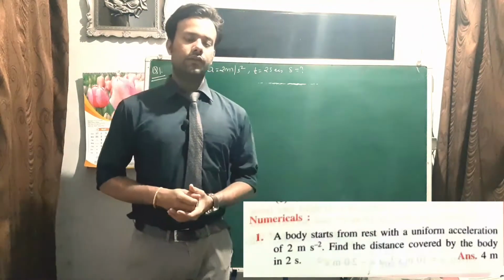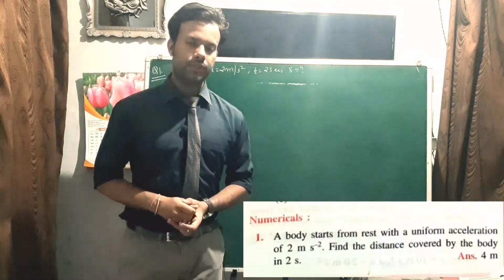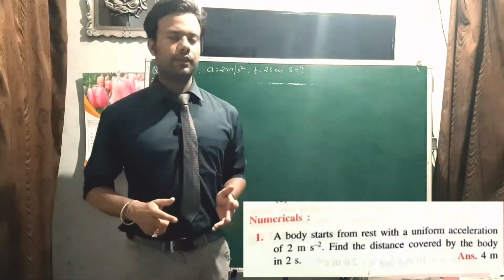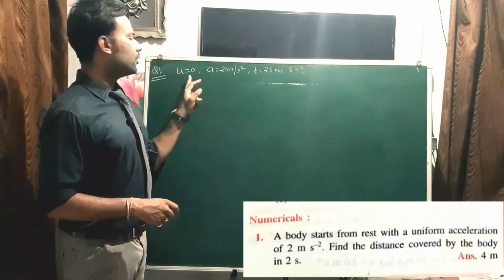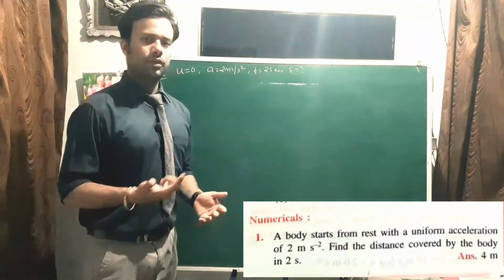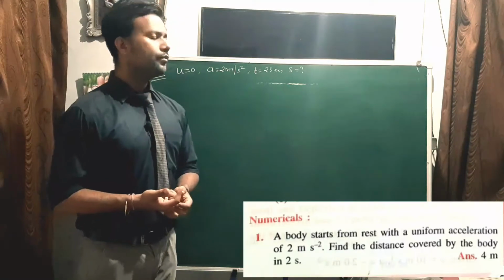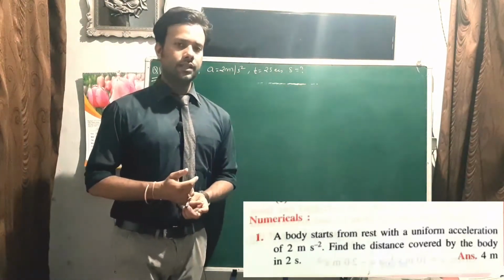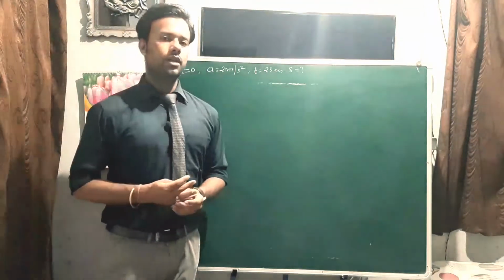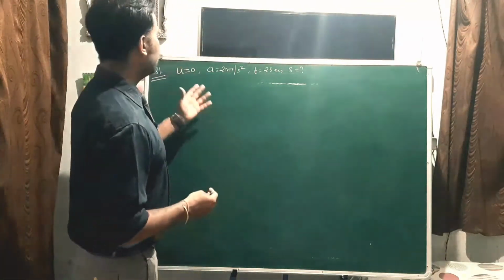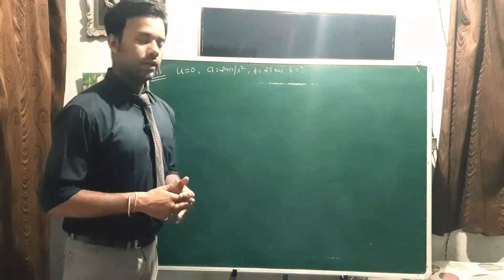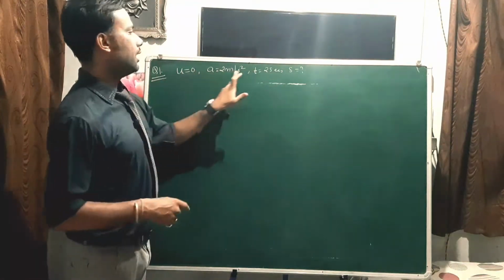Here you can see the first numerical on your screen. It says a body is starting from rest. That means initial velocity is 0, and it is accelerating uniformly with a value of 2 meter per second square. We have to calculate the distance covered by the body in 2 seconds. So we have time is 2 seconds.